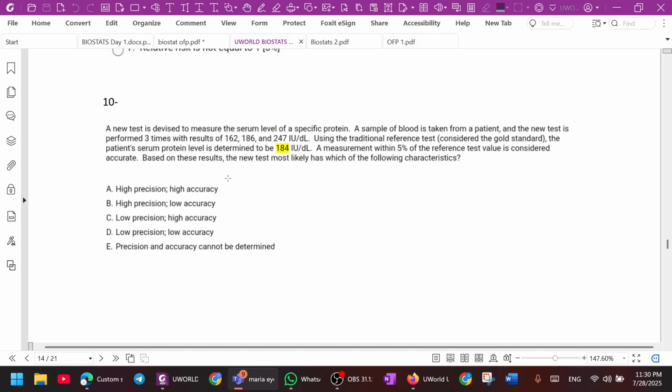Is this what you think? Yes, low precision, because precision is closeness. Precision would be if it were 162, 164, 165, or 166, close together. And if it hits the bullseye, then it is highly accurate. So you write low precision, low accuracy.